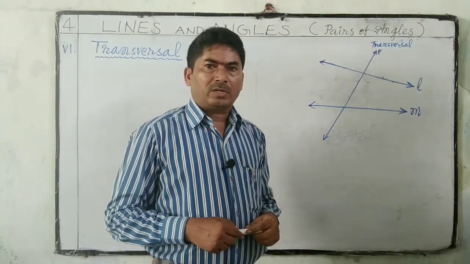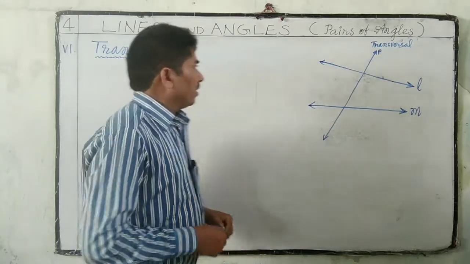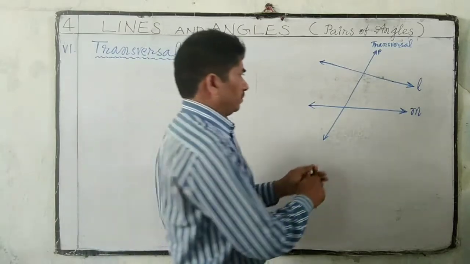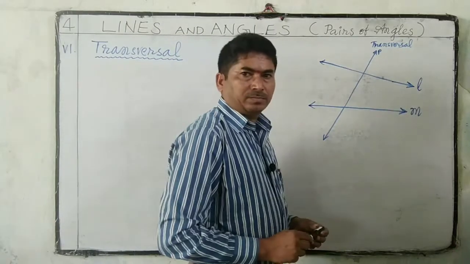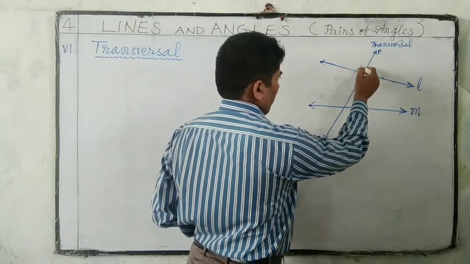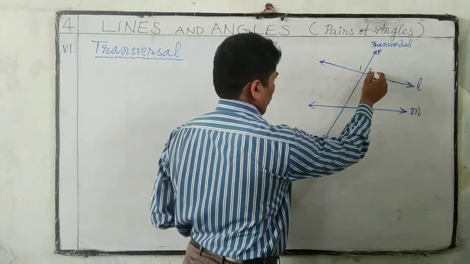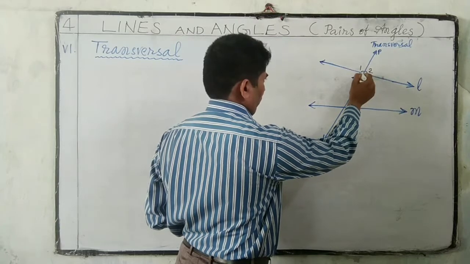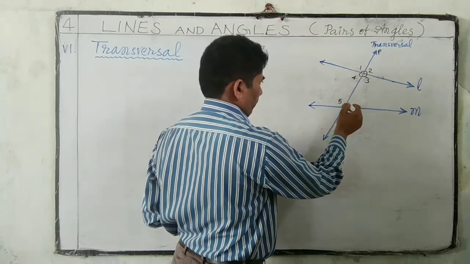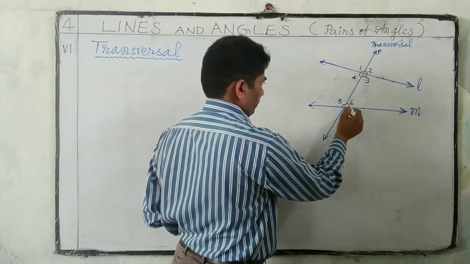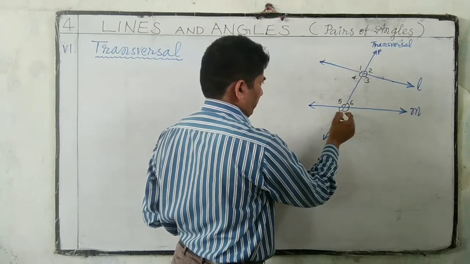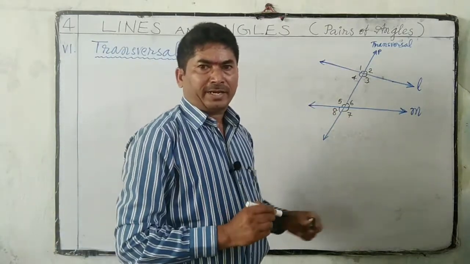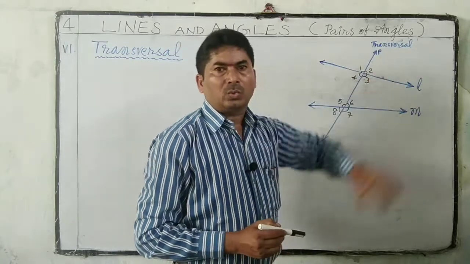Let us know more about transversal. A transversal makes 8 angles with the 2 lines: 1, 2, 3, 4, 5, 6, 7, 8. A transversal makes 8 angles with 2 lines.